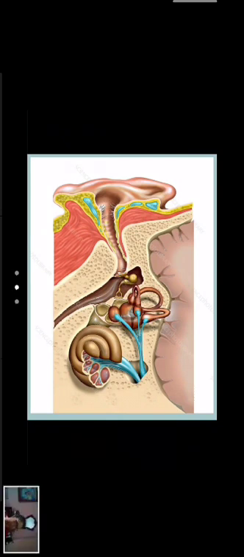What is this? Tympanic membrane. It separates the middle ear from the external ear. With the tympanic membrane attached, this bony structure is called malleus.